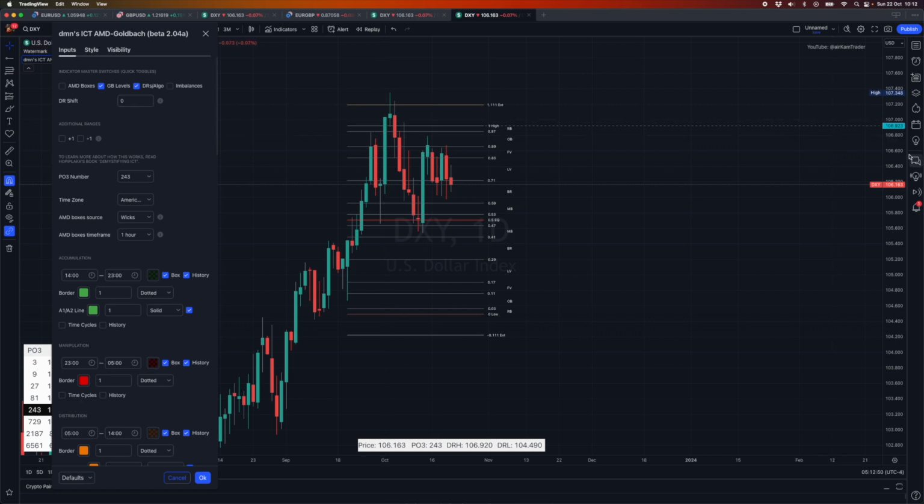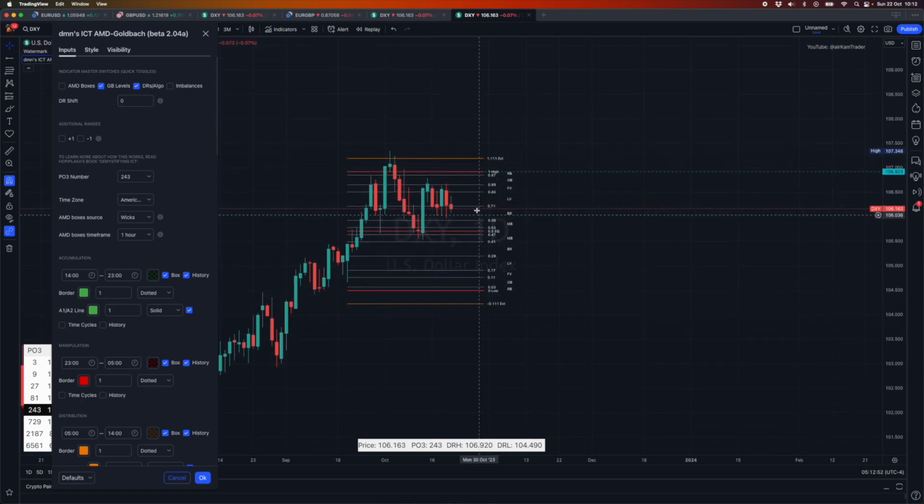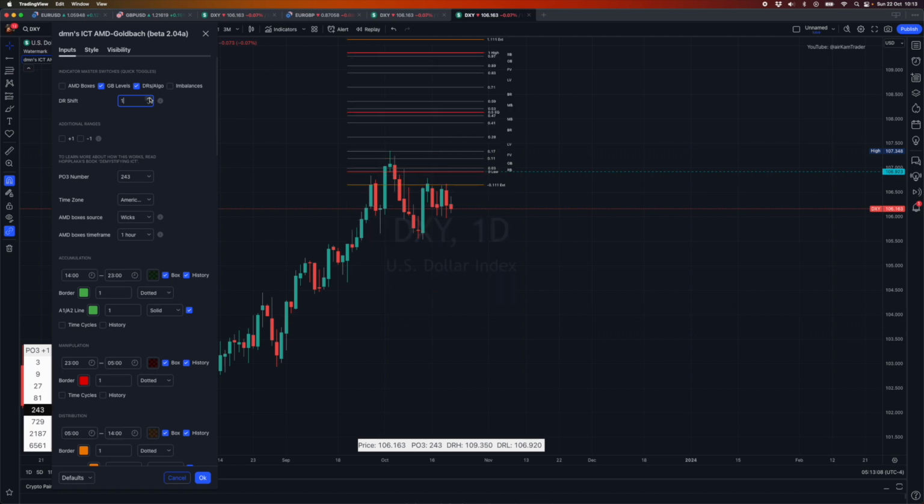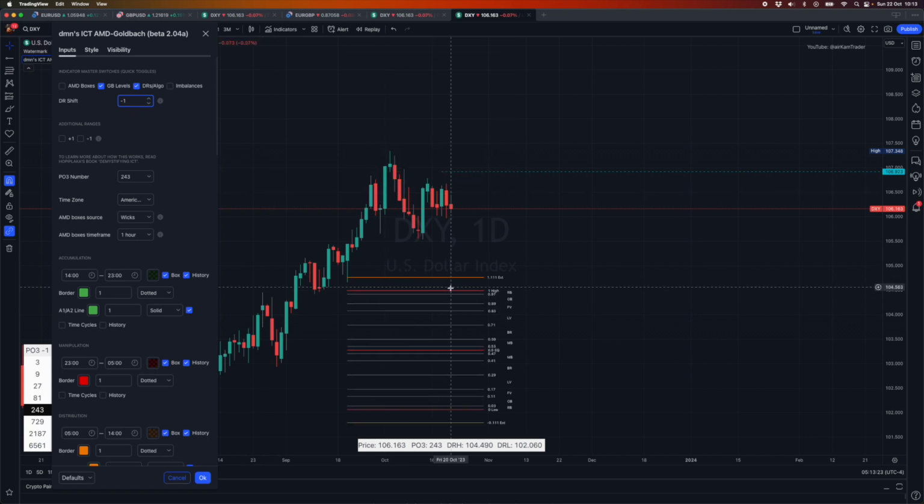DR shift I've gone through before, but I will tell you again. So given this price, this is the range as per Goldbach. But let's say you just wanted to see what the range was above it, you would just shift it up one. There we go. So if price were in here somewhere, then that would be the bottom of the range and that would be the top. And similarly, if you were concerned about the range below, you would put this to -1. And this would be the high of the range, and this would be the lower range.